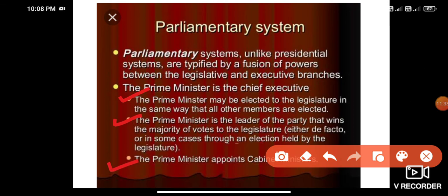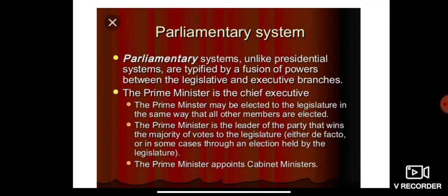He is the leader of the party that wins the majority of votes in the legislature, either de facto or, in some cases, through an election held by the legislature. The prime minister also appoints the other cabinet ministers under his ministry. If he wins the majority, he will lead the majority party and rule the government, and he also assigns portfolios to different ministers. So that is about the parliamentary system.